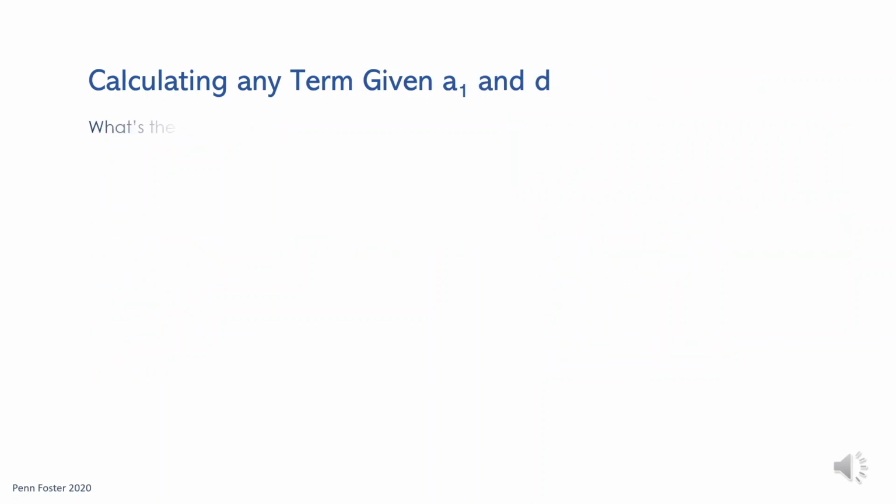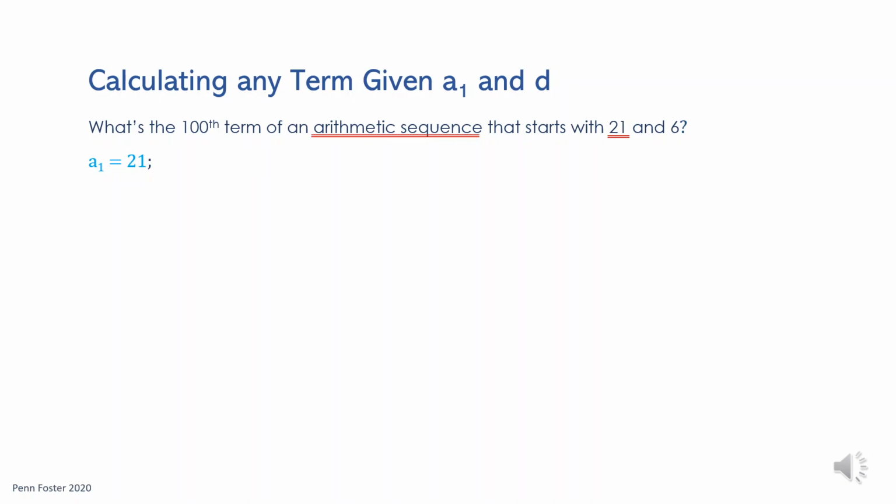What's the 100th term of an arithmetic sequence that starts with 21 and 6? Here, the sequence is not given, but rather the first two terms are given. So a sub 1 is 21. Also, it is given that the sequence is arithmetic. Then, subtracting the second minus the first term yields the common difference. D is negative 15. This particular sequence is decrementing. N, of course, is 100.